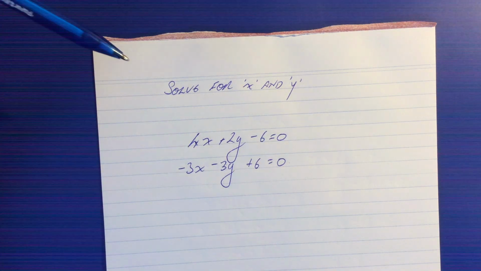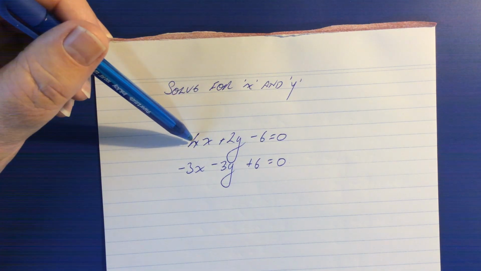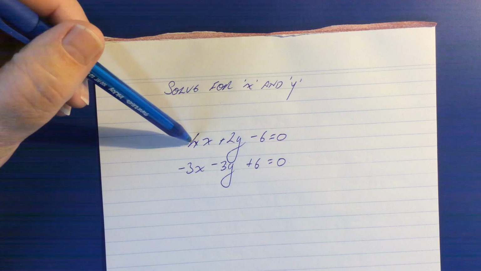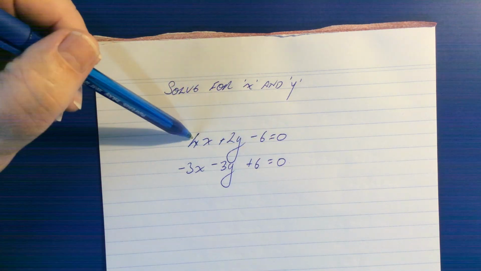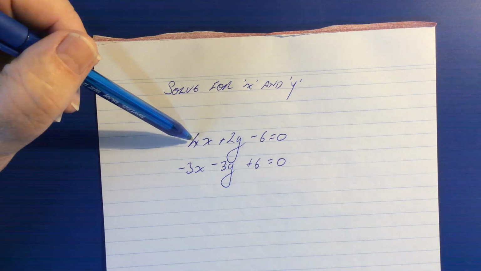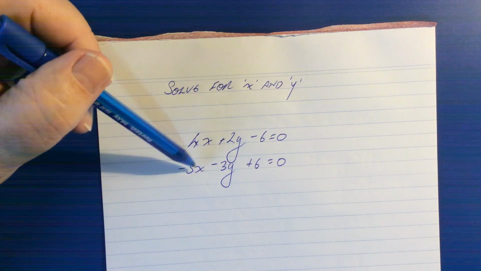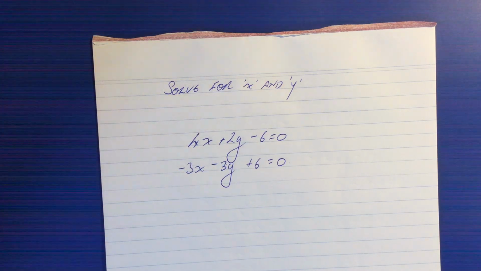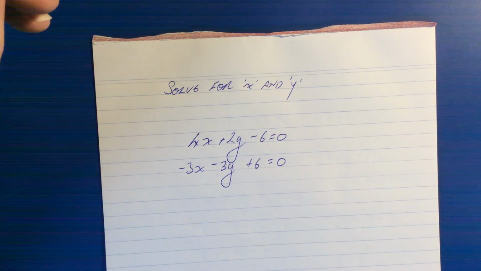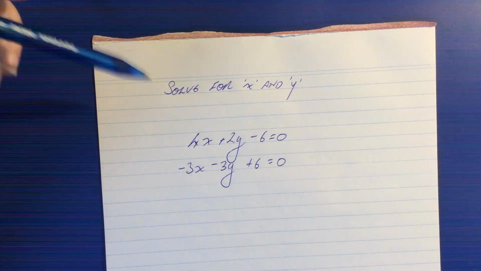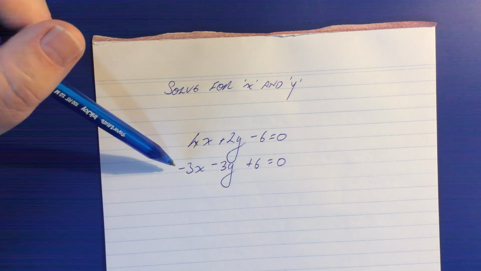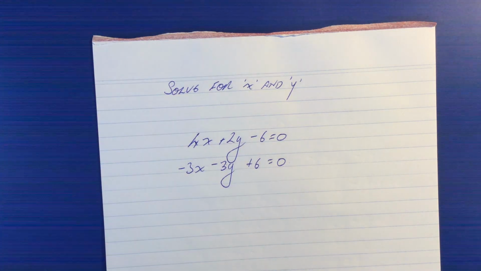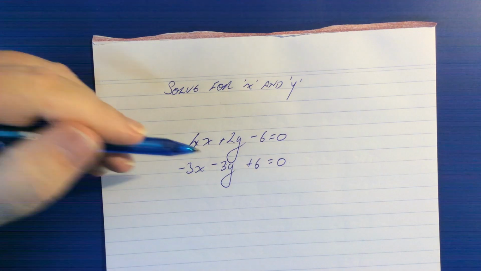And what you would do is maybe try to get rid of the y's. You could do this by multiplying this top equation by 3 and this bottom equation by 2. And that would work. That would really work. And indeed, I might make a video where I show this being done by elimination. I'm going to try substitution because I've seen something.